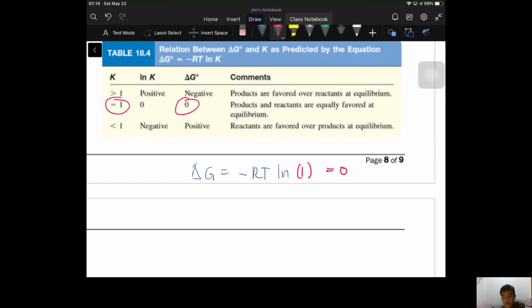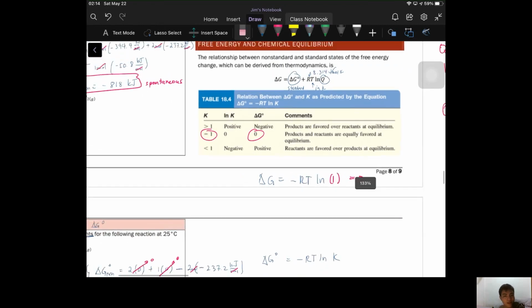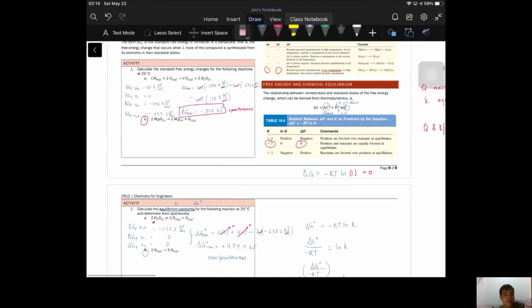Okay? So, ano yung implication nun? Ibig sabihin, equally favored. Nasa middle ground ka between the products and the reactants. Okay? So, you are in the middle ground of the formation of products and the reactants. So, ganun lang. Yun na yan. So, yan na yung ating free energy.